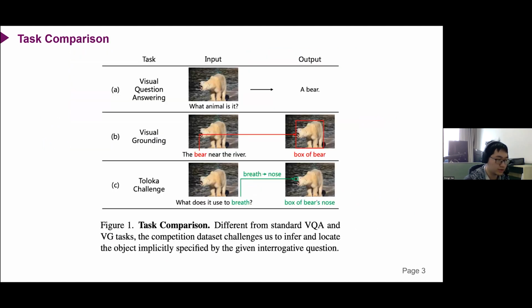In traditional VQA tasks, we are given an image with a question and are required to provide a sentence as an answer. The similar visual grounding tasks provide a description of a target object in the image, and we need to predict its bounding box. This competition combines both of these problems. We not only need to answer the interrogative question, but also need to predict the bounding box of the object. This is the main challenge of this competition.